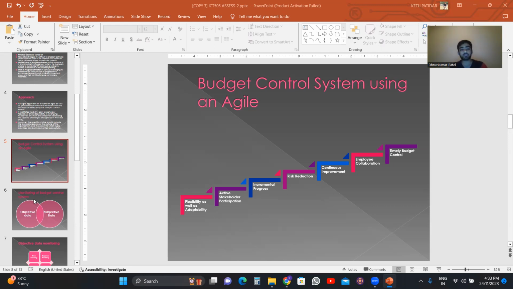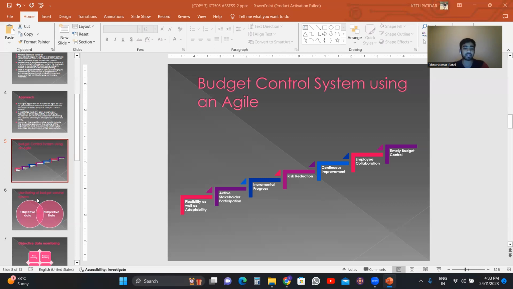Iteration and continuous improvement are key components of the Agile approach. The team can improve the system as the project goes along by taking into account new requirements and lessons learned. This is crucial in a project where staff contribution and work in progress expenditure are difficult to predict and liable to change. And then after, I talk about employee collaboration.